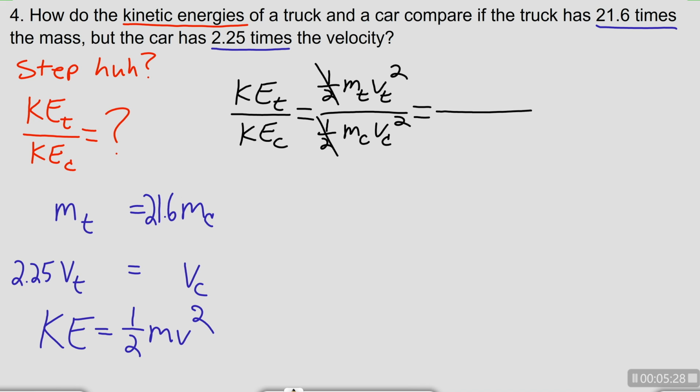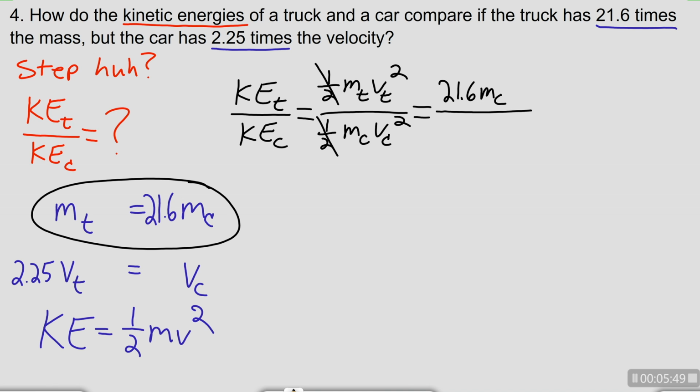The way you decide is if it's really easy to sub for it, go ahead and sub for it. If it seems like it would be a little bit difficult, don't sub for it. So if I'm looking at this, mass of truck is equal to 21.6 mass of car. That would be really easy to sub for. I can just replace m sub t with 21.6 mass of car. So that one, very easy to sub for, so go ahead and sub for it.